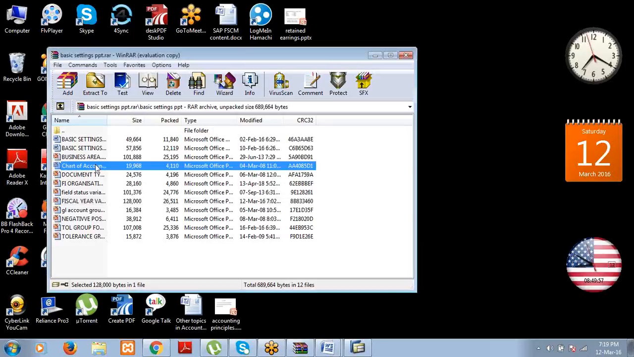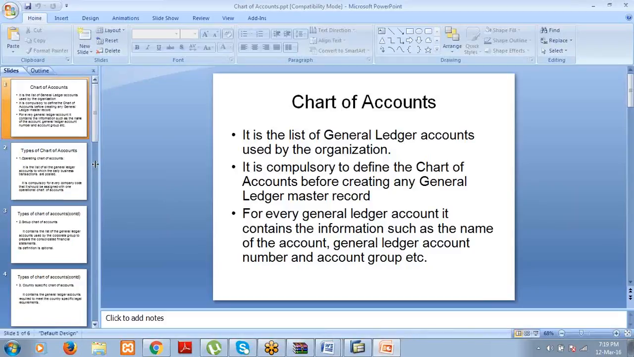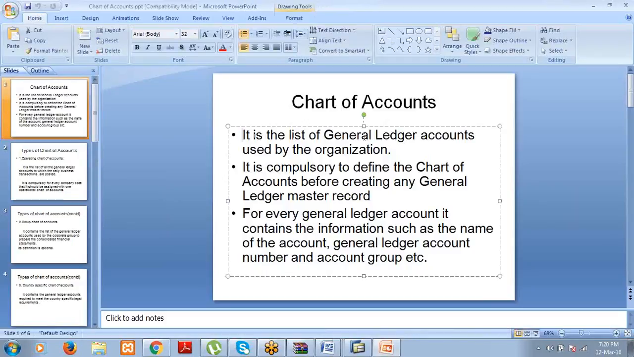See, chart of accounts. It is the list of general ledger accounts used by the organization. In real time, every business enterprise will use hundreds and thousands of ledger accounts, like rent account, wages account, salaries account, traveling expense account, postage account, etc. All the GL accounts together is called chart of accounts in SAP, nothing else.